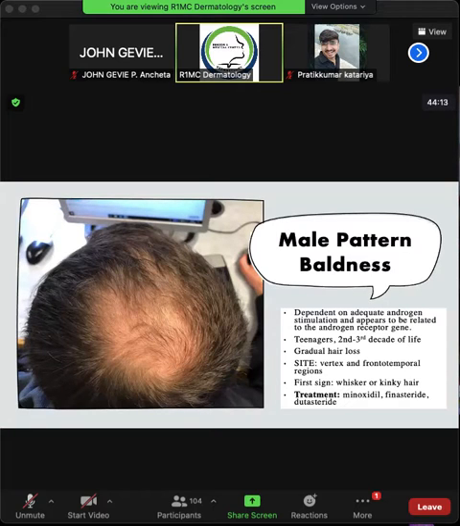Next is your male pattern baldness or your common baldness. Usually these patients have a predilection to the vertex and frontotemporal regions, and the presence of your whisker or kinky hair may be the first sign of your impending male pattern alopecia. Treatment includes your minoxidil, your finasteride, and your dutasteride.